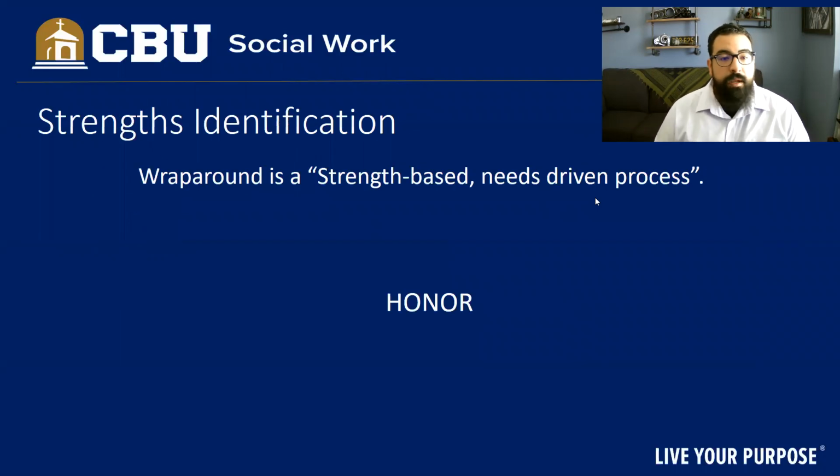So, strengths identification. Some of you may be saying, well, that seems kind of obvious. We want to be strength-based in our approach as social workers. We should honor the strengths of our clients. And that is true. In wraparound, we say that wraparound is a strength-based, needs-driven process. If you remember from previous lectures, wraparound is not a service, and it isn't necessarily a strategy. Wraparound is a process. When we engage families and clients in the wraparound process, we are applying a strength-based, needs-driven approach.